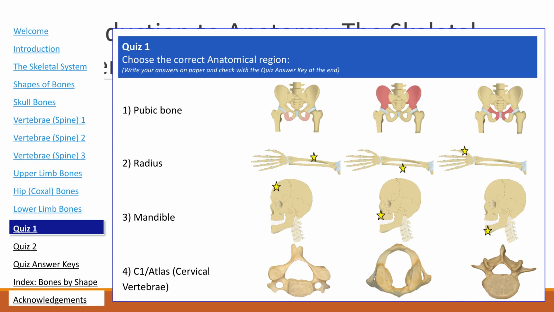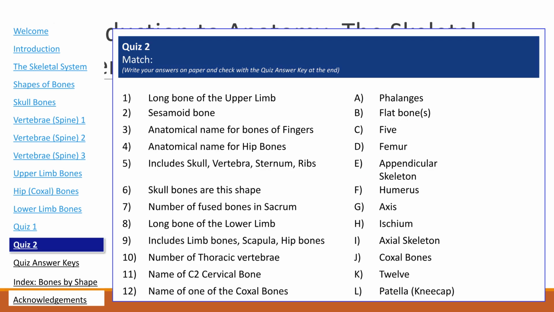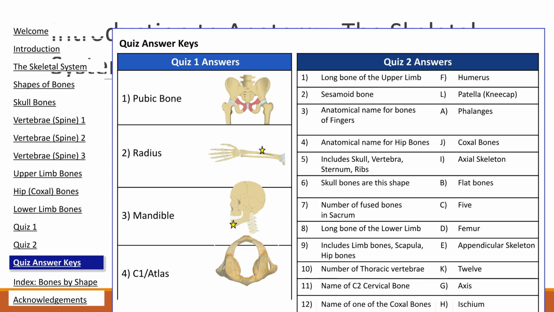The bones of the lower limb include the femur, patella, tibia, fibula, tarsals, metatarsals, and phalanges. The femur is the longest bone in the body, and the patella is a sesamoid bone. This slide offers an unlabeled view of the lower limb bones for identification practice.